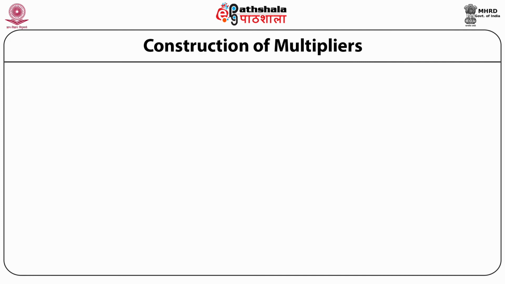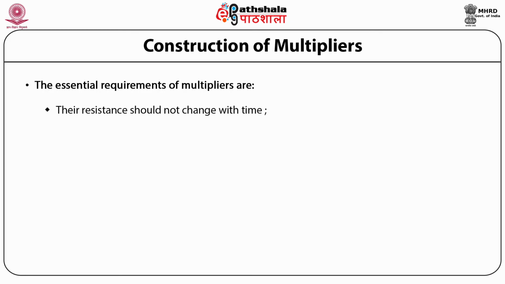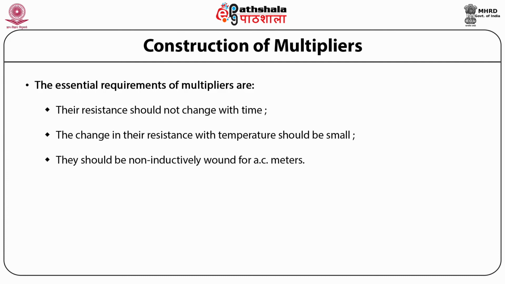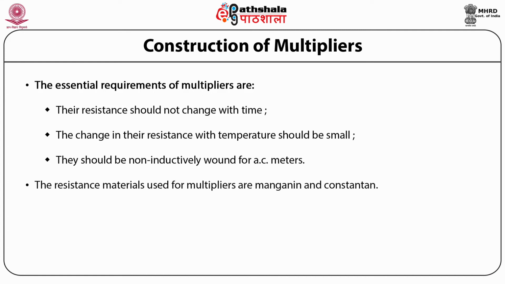Now, let us study the construction of multipliers. The essential requirements of multipliers are: first, their resistance should not change with time. Second, the change in their resistance with temperature should be small. Third, they should be non-inductively wound for AC meters. The resistance materials used for multipliers are manganese and constantan.